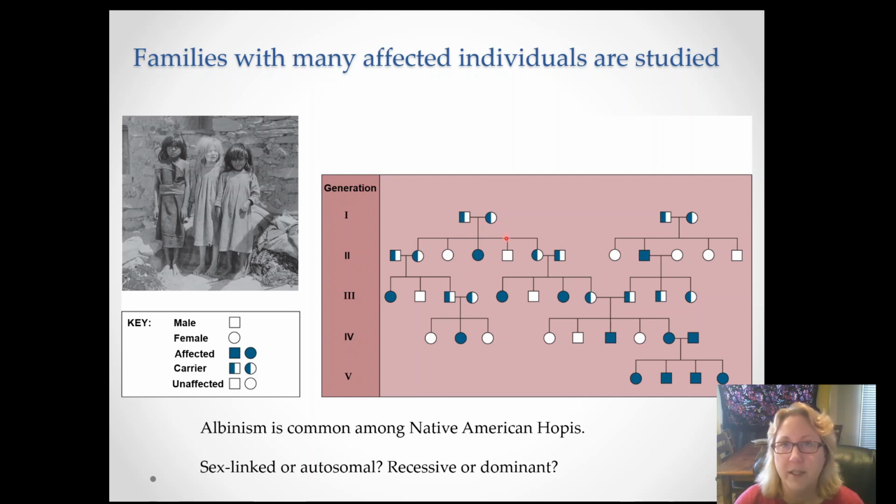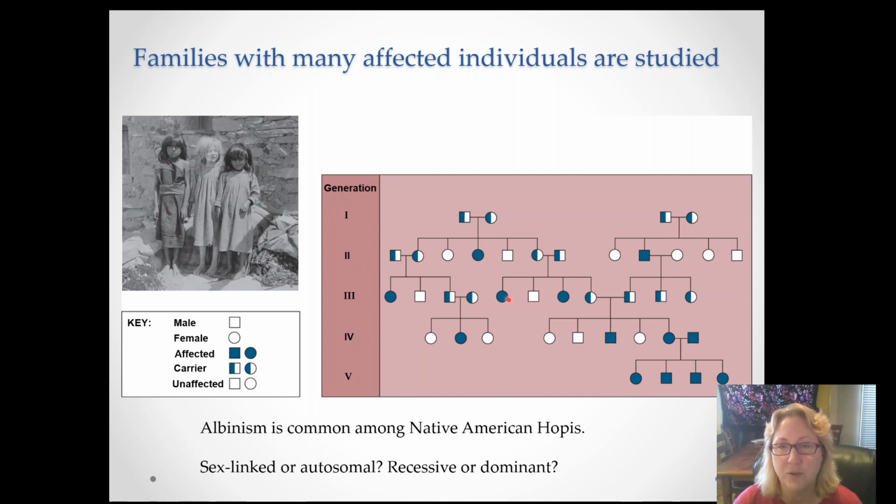So what we can tell here, so here's an affected individual. Both their parents have to be carriers. So if we have a child born with a recessive genetic condition, that means the parents are both carriers. So that's why they are colored in as half circles and squares. The same here. Child is affected, so both parents are very likely carriers.